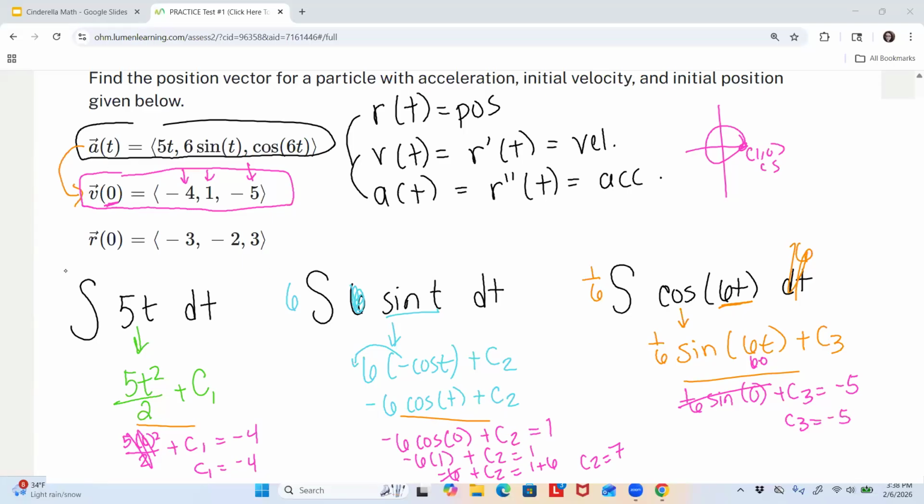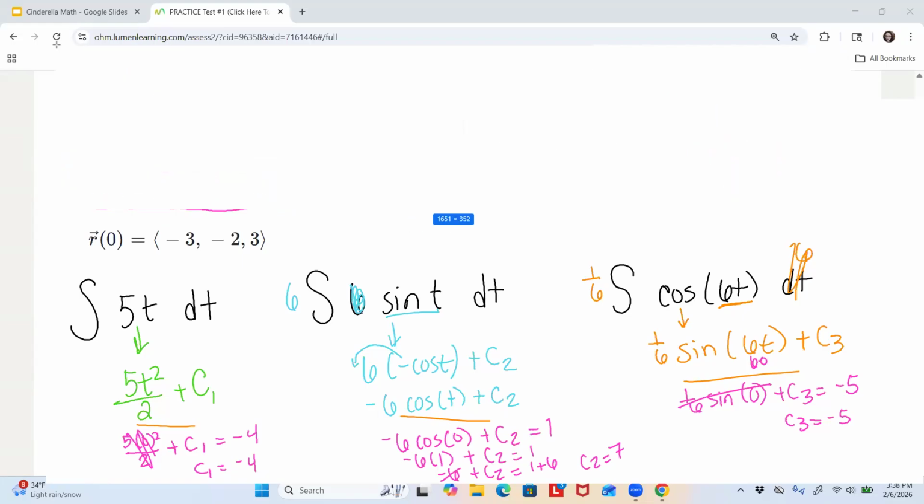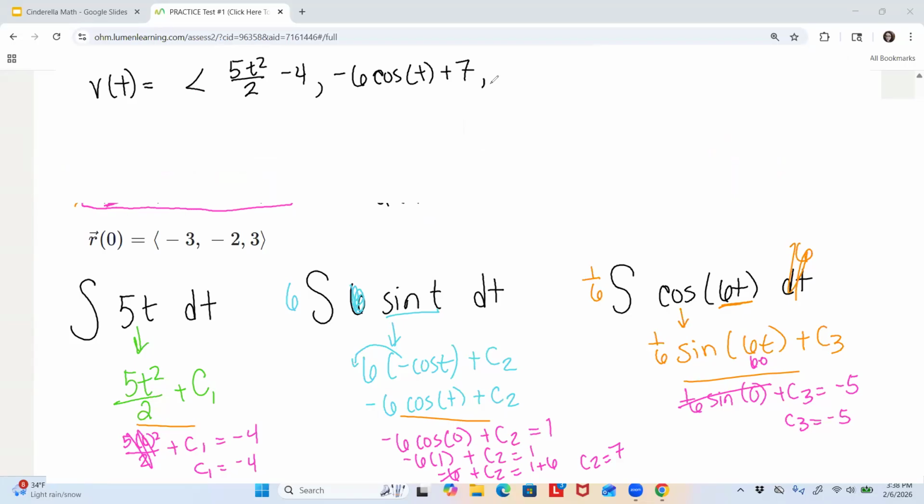Okay, I'm going to have to cover some stuff up here. We're done with that. So we just found that the velocity is 5t squared over 2 minus 4, negative 6 cos of t plus 7, and 1/6 sine of 6t minus 5. So if we were just finding velocity, we would be done. But we're not. We need to go one more time, do the same thing one more time, integrate.